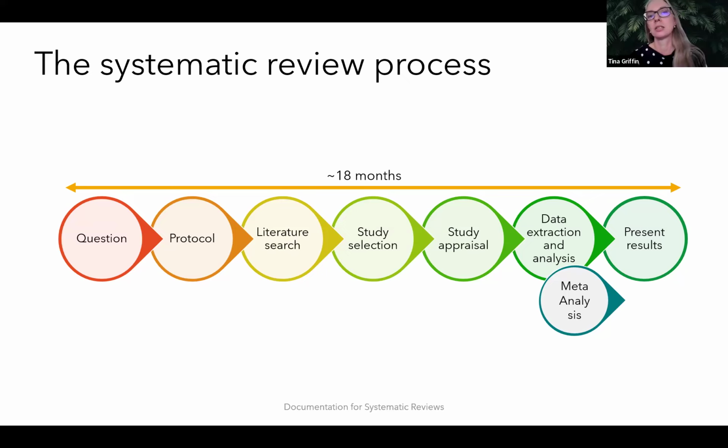So this is what this process looks like in a nutshell. It's long, it's extensive, and there's a lot of things that can happen over the course of like 18 to 24 months. 18 months is kind of average. A lot of times they go longer than this. Very rarely are they shorter than this.